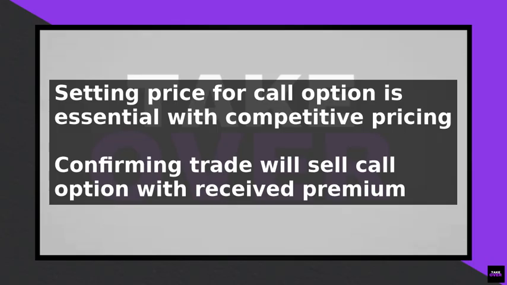You will receive the premium, and you will be obligated to sell the underlying stock at the strike price if the buyer exercises the option. It is essential to have a clear understanding of the risks involved when selling call options. If the stock price increases significantly, you may be obligated to sell the stock at the lower strike price, potentially missing out on significant gains.